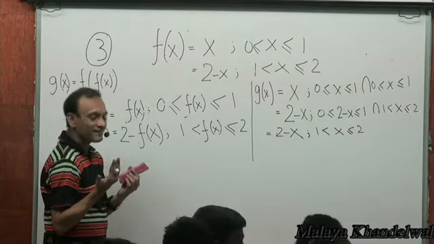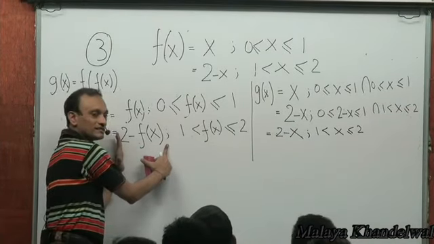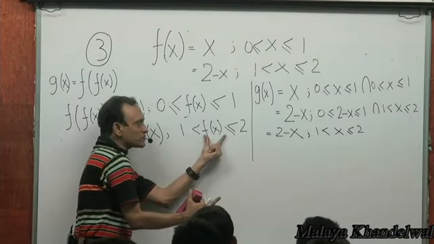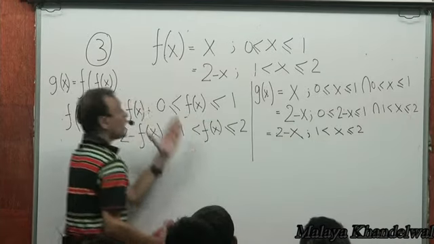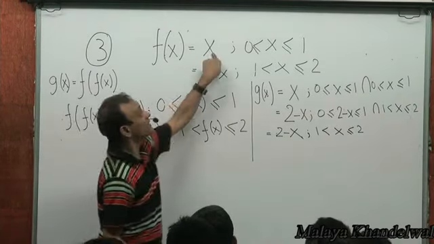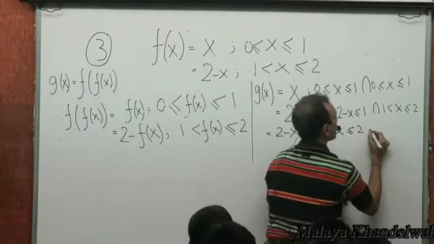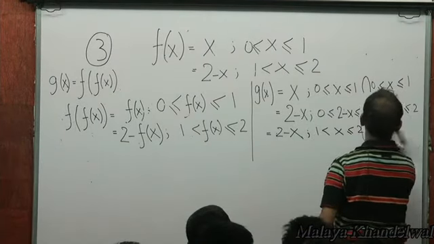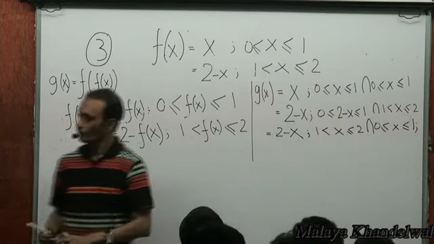Please listen to me. Just this condition. f(x) has been chosen as x. So f(x), which is x, must lie between 1 and 2, which is this condition. Along with, the moment you choose f(x) as x, x must lie between 0 and 1. Yes or no? Right?